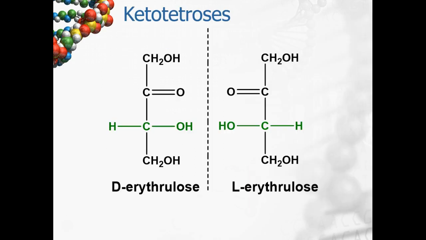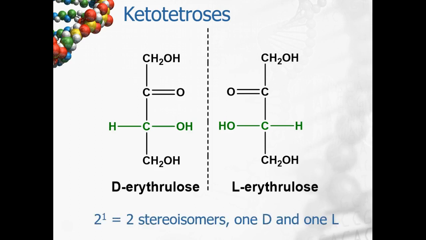If we look at D-erythrulose, we see that for this compound, we have only one chiral carbon. And for that one chiral carbon, if the OH is pointing to the right, it's D, and if the OH is pointing to the left, it's L. So these are enantiomers, or mirror image isomers, D-erythrulose and L-erythrulose. So two stereoisomers, 2 to the first power, one chiral carbon, one D, one L.